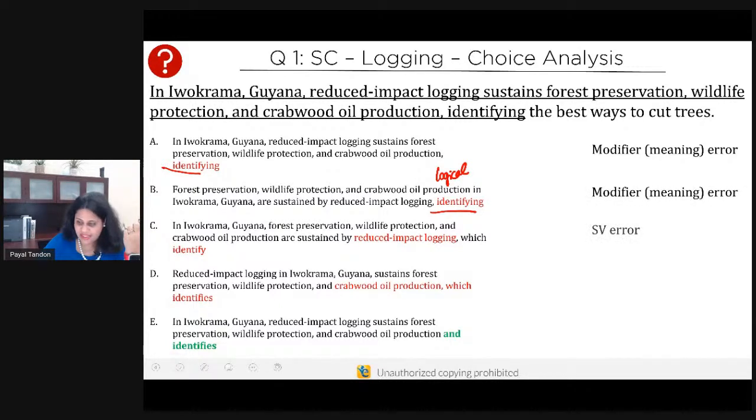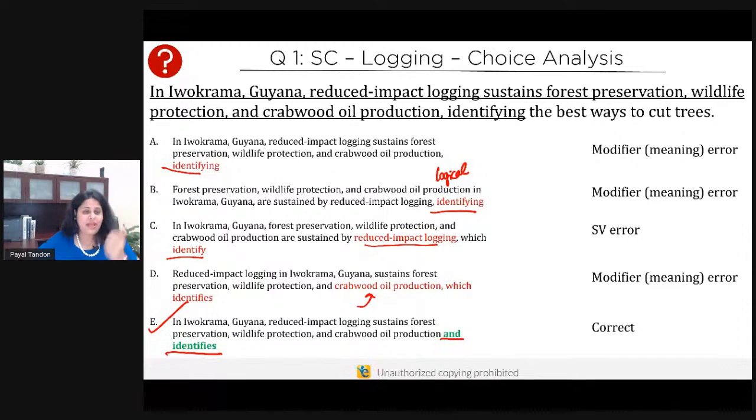Now, choice C is incorrect. I know one person selected choice C. Choice C has a grammatical error. Identify is singular, is plural. Reduced impact logging is singular. So there's a subject verb agreement error. That's why choice C is wrong. Choice D, again, is illogical because which refers to crabwood oil production. It doesn't make sense that crabwood oil production identifies the best way to cut trees. That's absolutely illogical. And choice E is absolutely correct. It communicates the logical intended meaning.